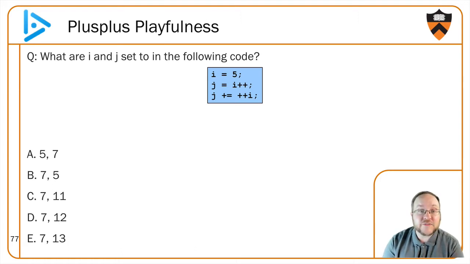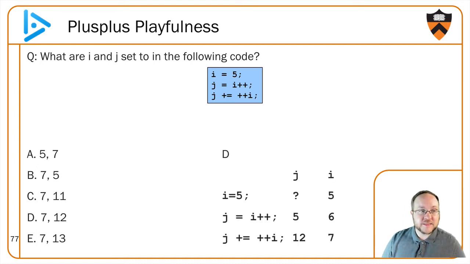So initially I gets 5, so I is 5, and J is an undetermined value. J gets I++, so I++ says I'm going to increment I, so I becomes 6, but then it emits the old value of I. So J is 5. Now J plus equal plus I, let's read from right to left, plus I increments I again, so I becomes 7, and emits the new value of I. So now J is plus equaling 7, so 5 plus 7 is 12. So J is 12 and I is 7. This was D.